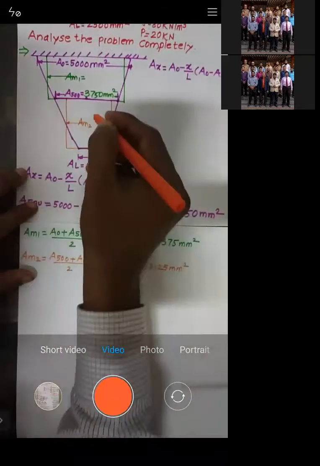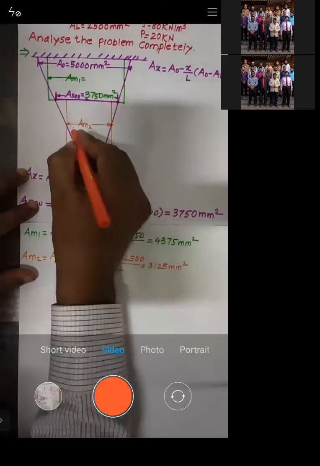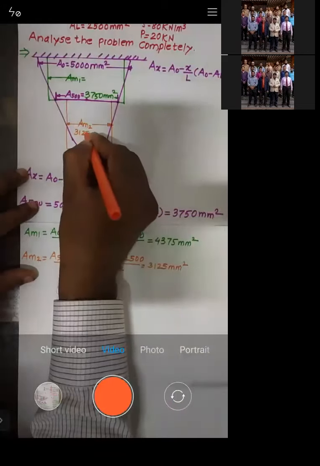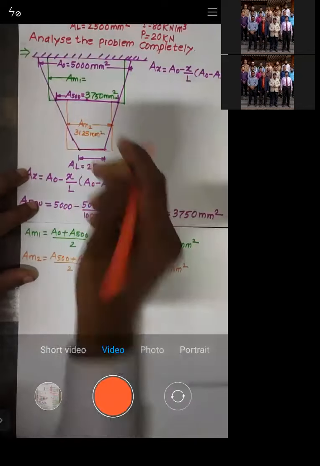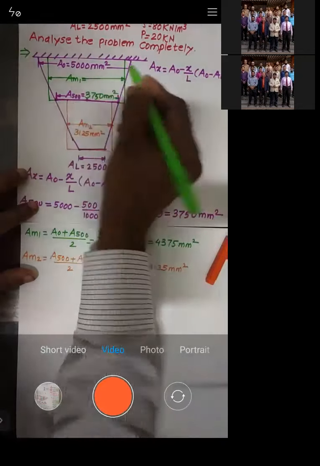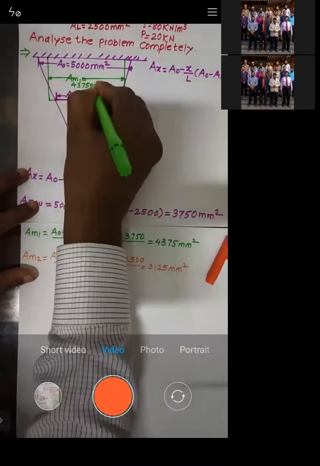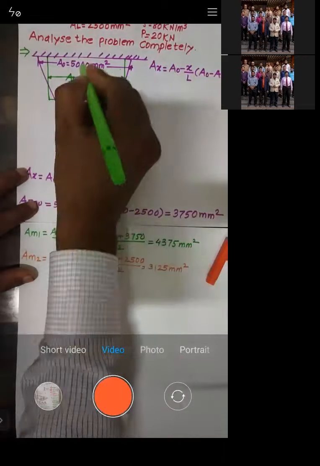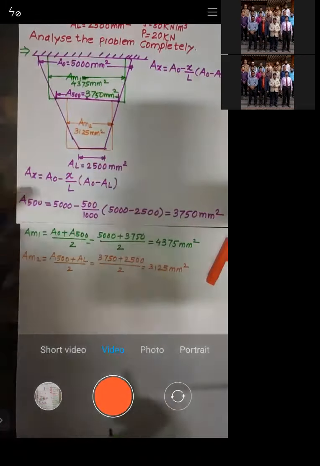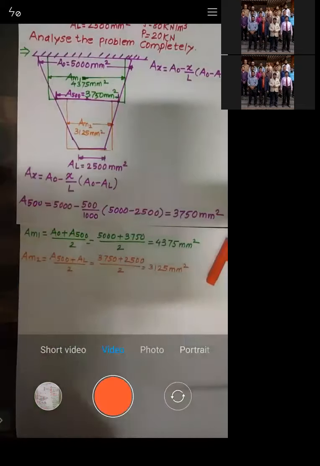So this value is coming as AM2, which is 3125 mm square, right? And this is AM1, and this was coming as 4375 mm square. So now we have the mean areas. With these areas, we can solve the problem.